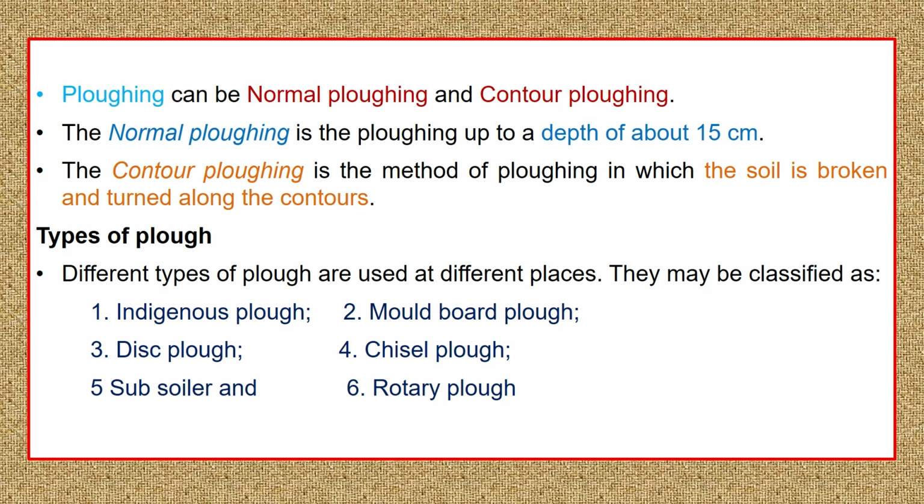Under the primary tillage category, different types of ploughs are used at different places. There may be indigenous plough, moldboard plough, disc plough, chisel plough or subsoiler, and rotary plough. These are all the commonly used primary tillage implements. You might have seen any one of these or all of them, and any one of these will be used at a time or in a season.